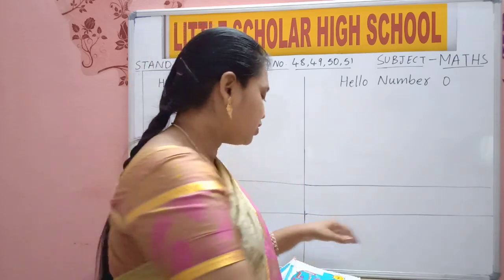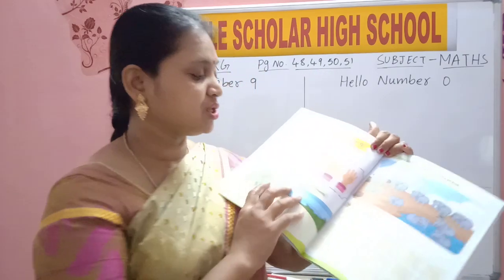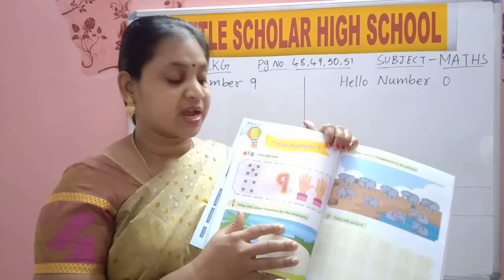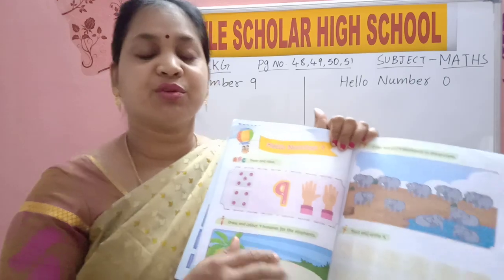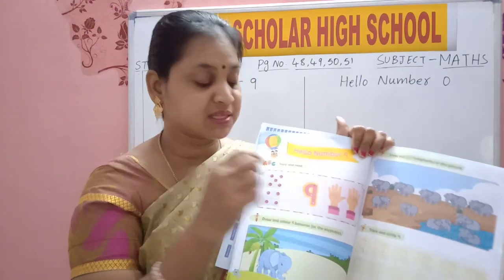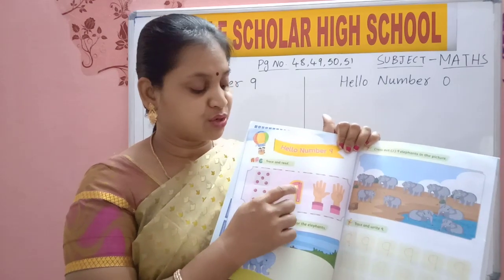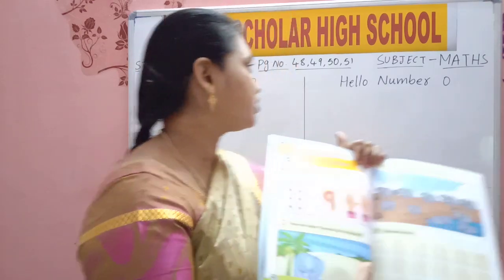Open your textbook now. See your textbook. Trace and read. You can trace it with your finger or take a pencil and trace on that and learn. Dots are given. I will teach you how to write number 9.